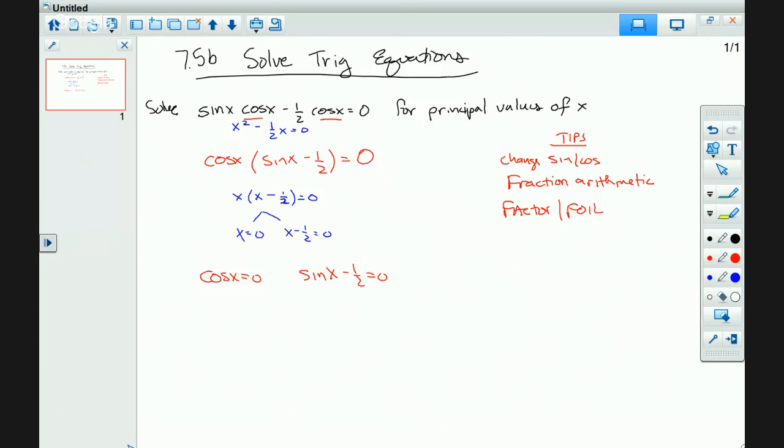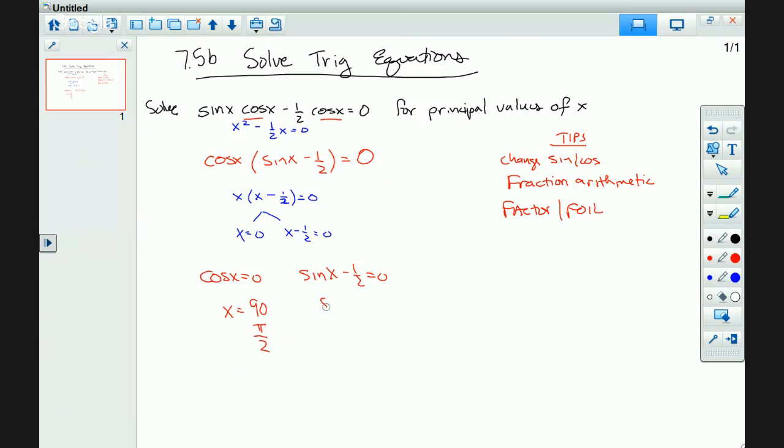Okay, so where's cosine 0? Where? 90. Are there any other principal values between 0 and 180? No. Okay. In radians, does anybody know that in radians? Pi/2. Okay. So get practice right in those both ways.